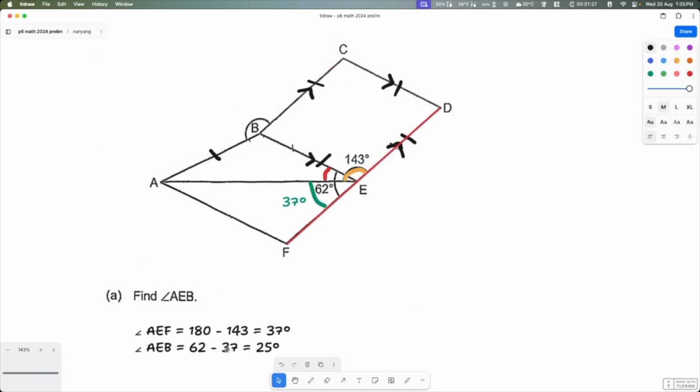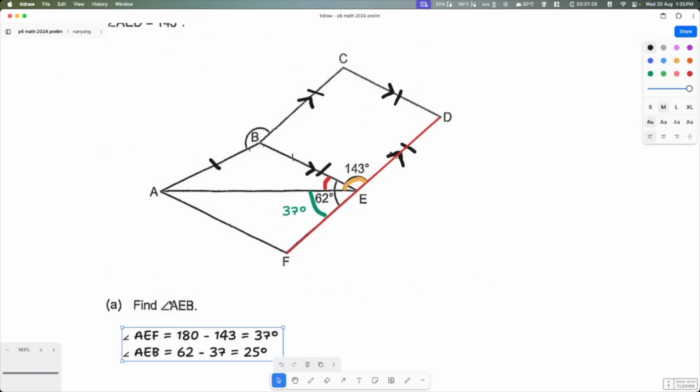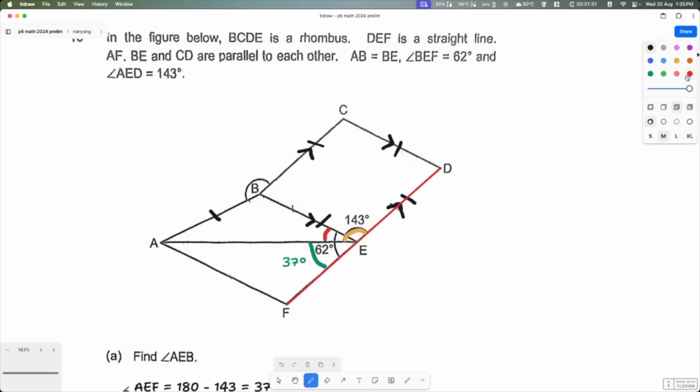All right, so now let's move on to part B. We want to find ABC. So ABC is over here, so I'm going to draw another one, which is this. Since we know that ABE is two of the same side, that means I'm going to write down here.